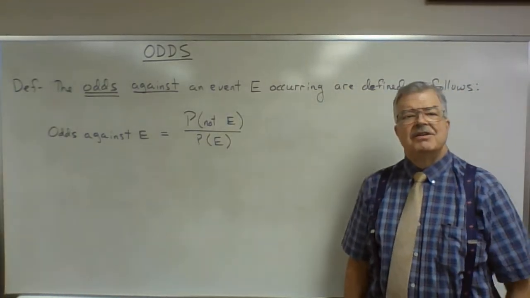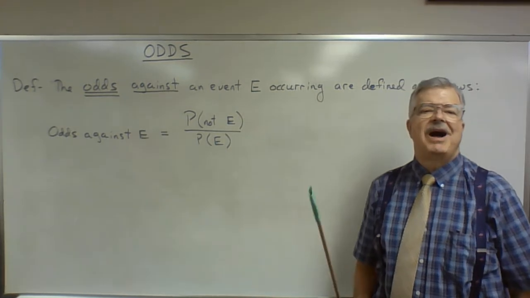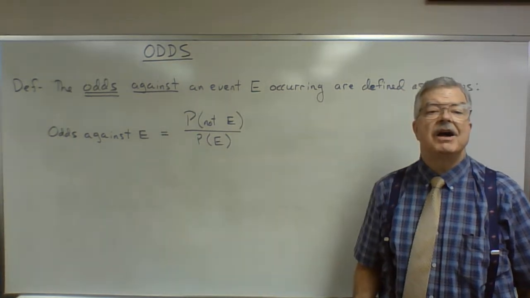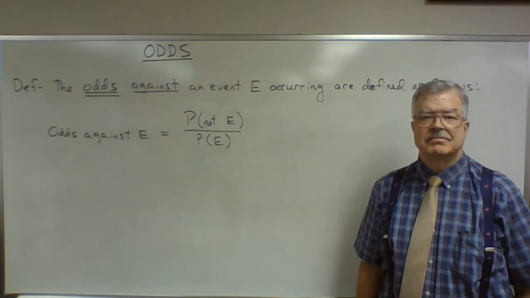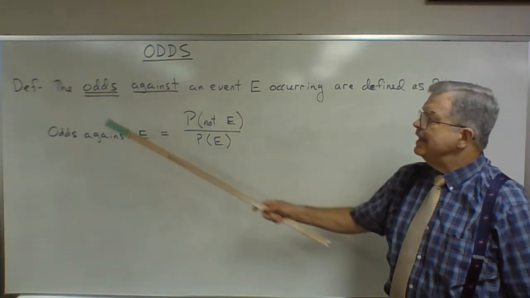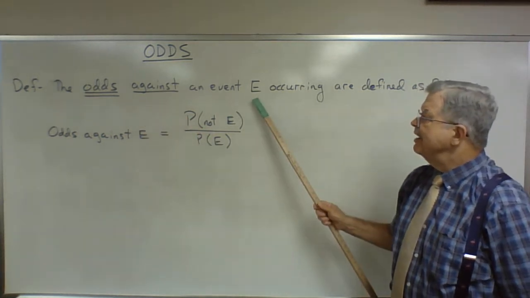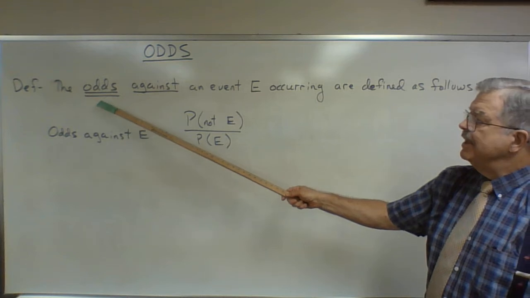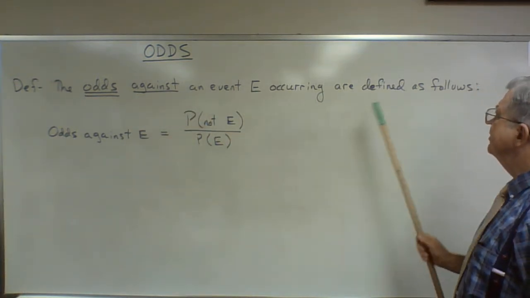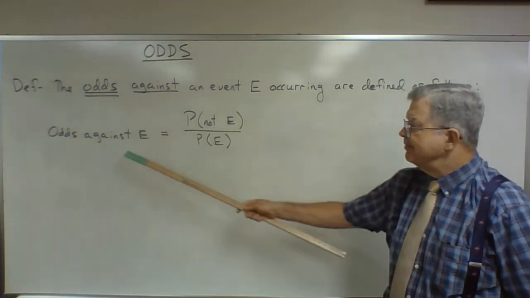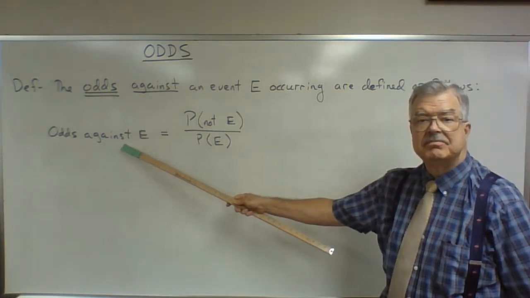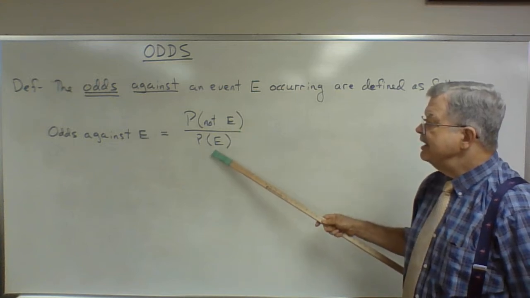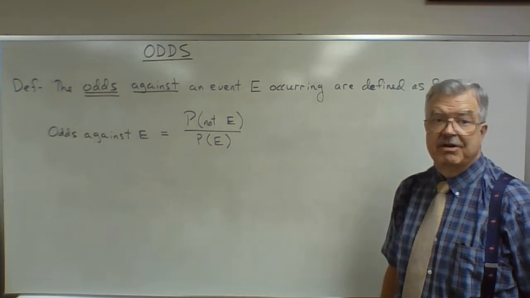Hi, everybody. Today we're going to be talking about something called odds. The odds of an event occurring or the odds against an event occurring. And we'll start out defining the odds against an event E occurring. And we define it this way. The odds against an event E occurring are defined as follows. The odds against E: the probability that E does not occur, divided by the probability that E does occur.